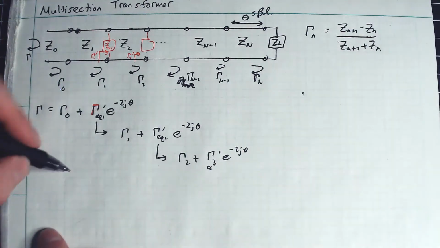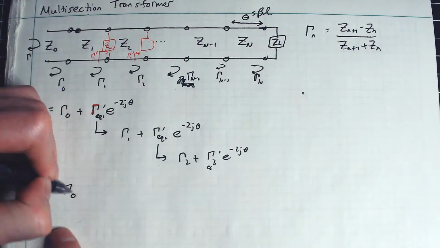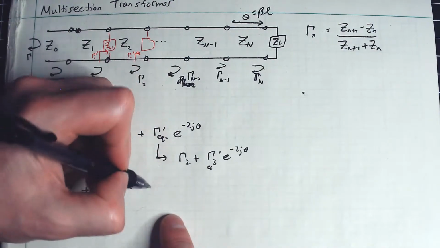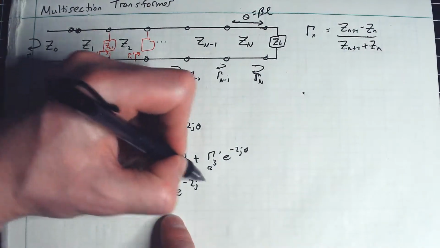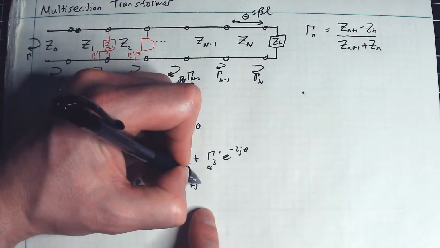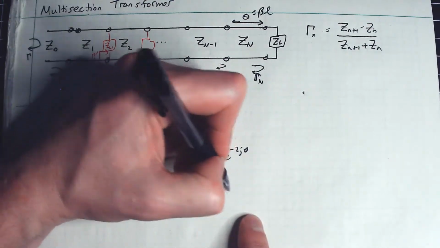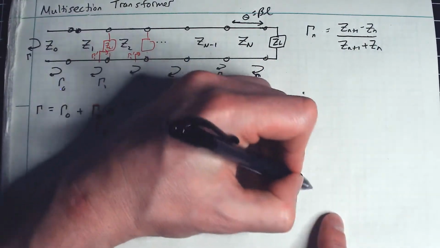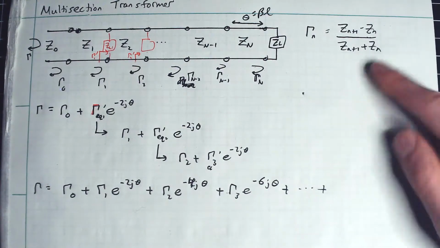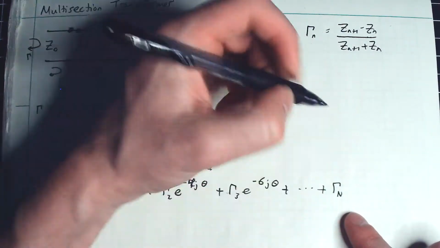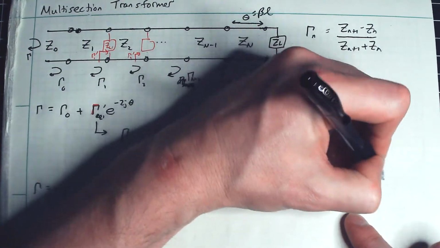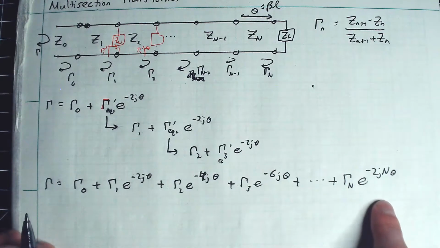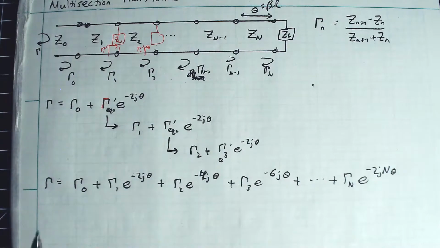So what you'll get is something like the following. Gamma is equal to gamma 0 plus gamma 1 e to the minus 2j theta plus gamma 2 e to the minus 4j theta plus gamma 3 e to the minus 6j theta plus all the way out. We keep going out. There could be 500 million of these things. When you eventually get to gamma sub n e to the minus 2j n theta, okay, so this is a nice finite summation out to the nth term.